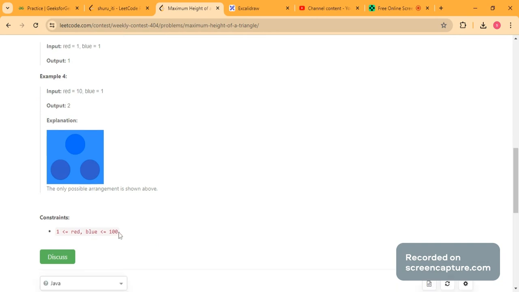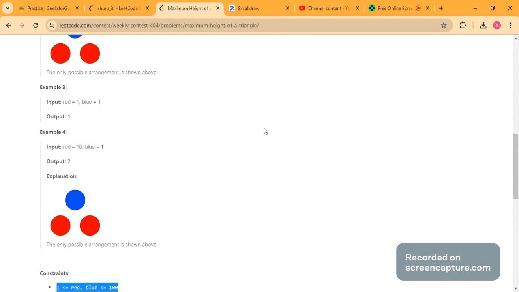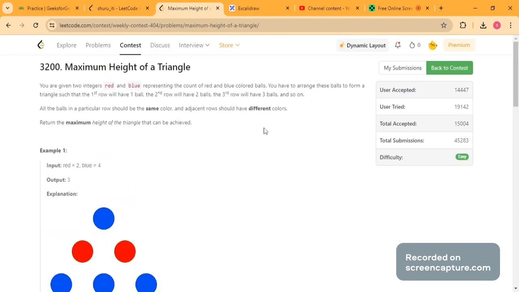We are given the constraint that red and blue balls are from 1 to 100. So we don't need to bother much about the time complexity here because the numbers are very small.